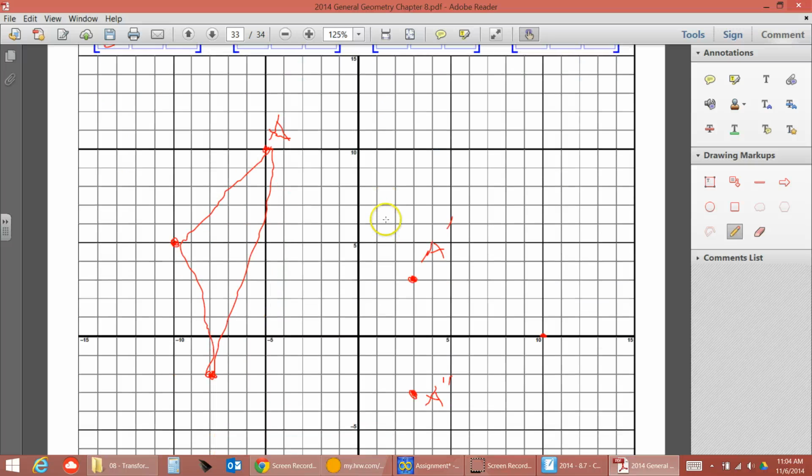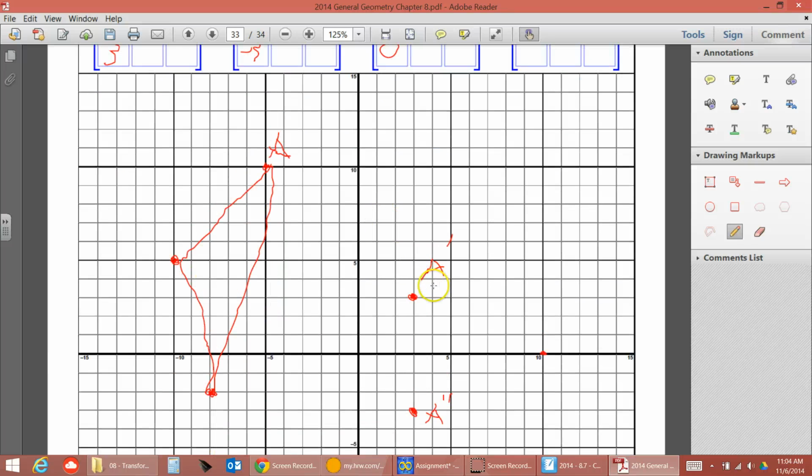Oh, I've translated the wrong piece. My bad. The vector says that this is A double prime. I go over 7, up 3, and there's my new point. I label it as A triple prime.